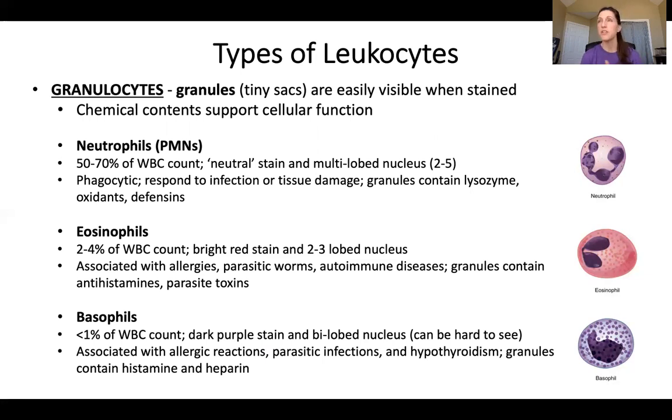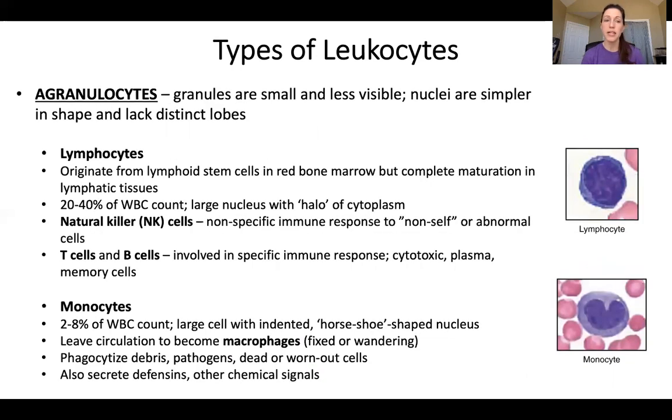The granules in basophils also can contain heparin, which is an anticoagulant, or it helps to keep blood from clotting. So those are some chemicals that you find in basophils. So those are your three types of granulocytes. So let's look at our agranulocytes. That's your lymphocytes and your monocytes.